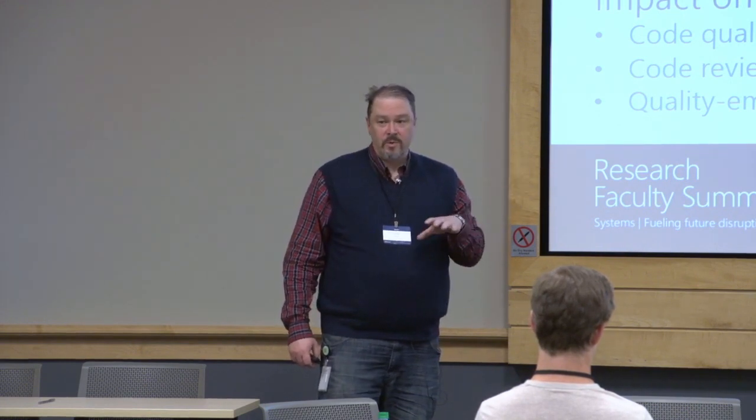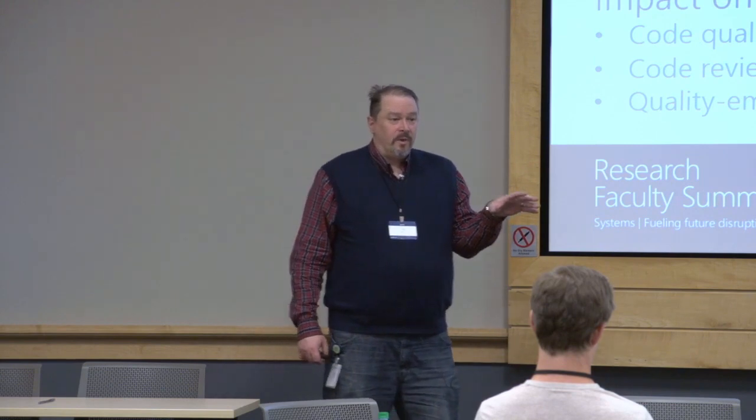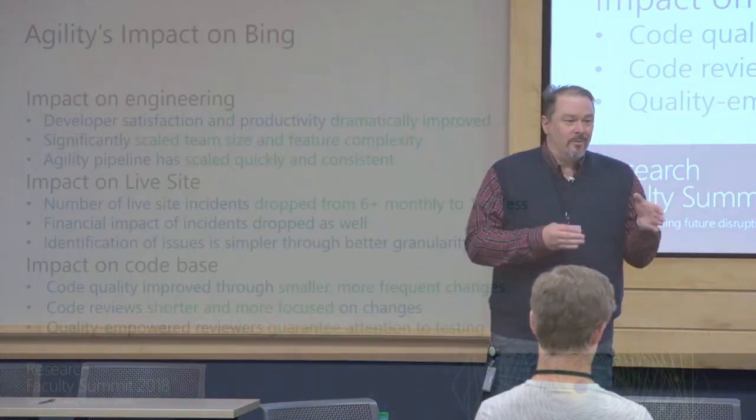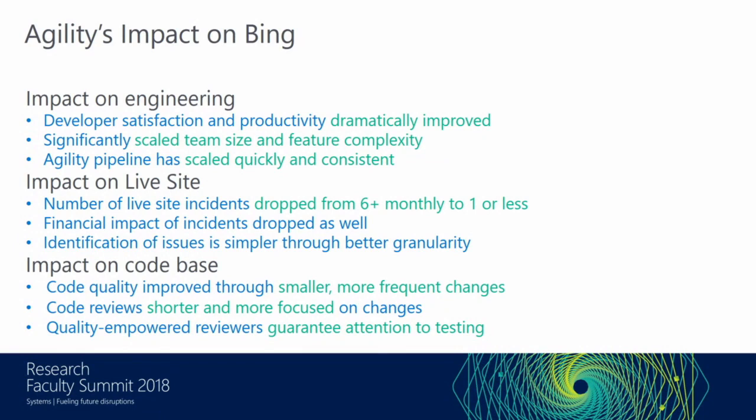So we were previously doing monthly releases, which really amounted to like every 4 to 6 weeks. We wanted it to be every 4 weeks, but what would happen is we would deploy to the live site. There'd be a bunch of things broken on the live site. We'd spend the next week or 2 weeks hot fixing them, and so we always see this delay. When we switched over to agility, it was really impressive. We went from 6 or more live site incidents per month to less than 1 on average.